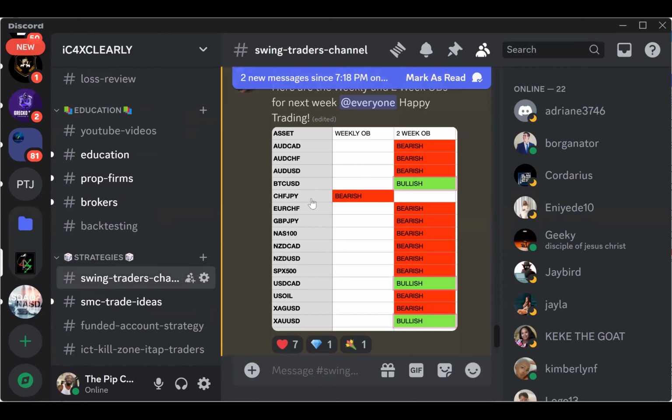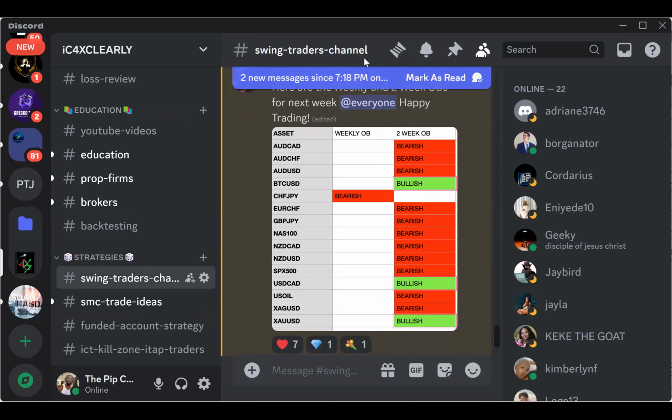Looks like only Chef JPY has a weekly bearish order block. We have quite a few that have the 2-week bearish order block, but because we're so close to the end of the month, this is the 28th, 3 days away from the end of the month, I'm probably going to look at the monthly order blocks in order to get my trade set up.